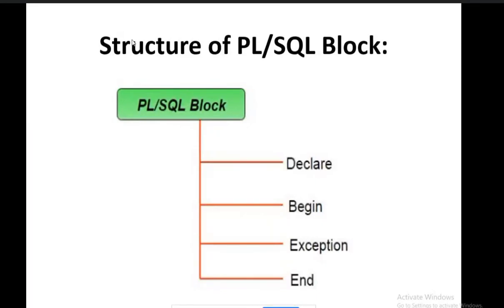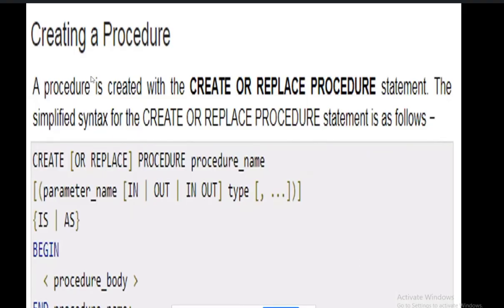This is the structure of your PLSQL block. Whenever you want to create a PLSQL block, first of all we have a declaration section, then a begin section, then the exception section, and then the end section. This is the format in which we have to write the block of PLSQL code. Now, when we want to create a procedure, this is the syntax we follow.